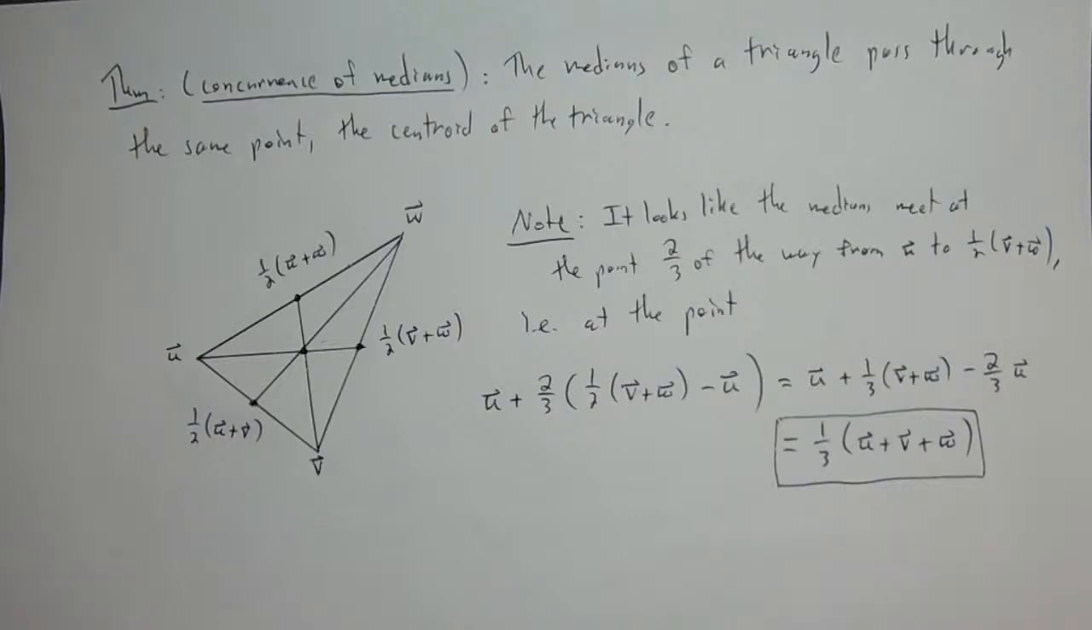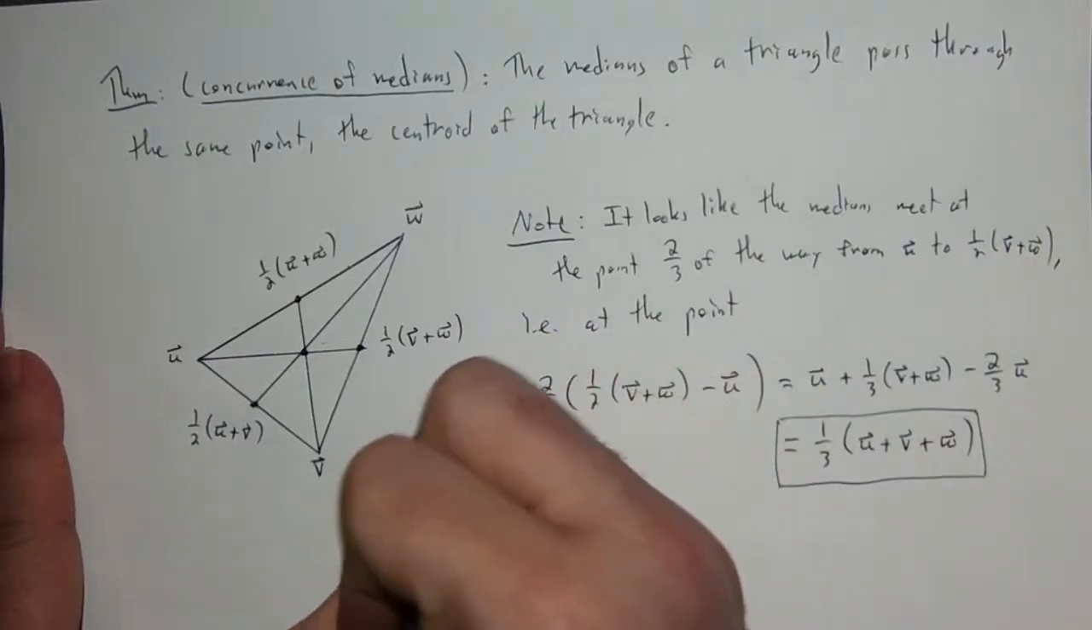By definition, the centroid is the vector average of three vectors. So U plus V plus W divided by 3, right? So 1/3 times U plus V plus W. So this point is the centroid. This looks like where these things meet, okay? But what does this mean?